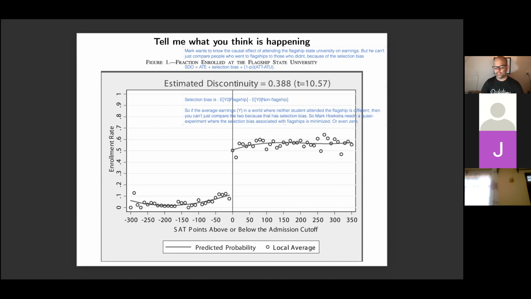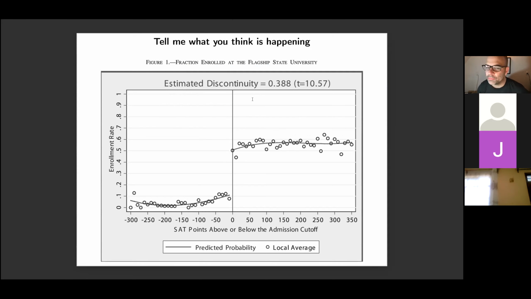He's trying to find a situation. So he has an idea of how to find 0 selection bias. It's in the way that the University of Florida admitted students into the school. Okay, that's what he's going to do. He's going to use a rule. It's a rule that the university used. All right, so let's look at the rule. That's what the study's about.